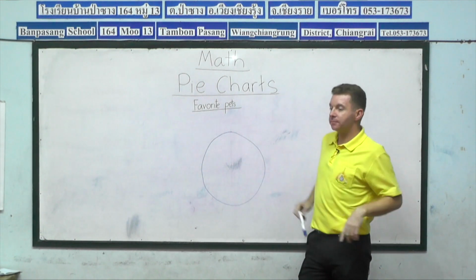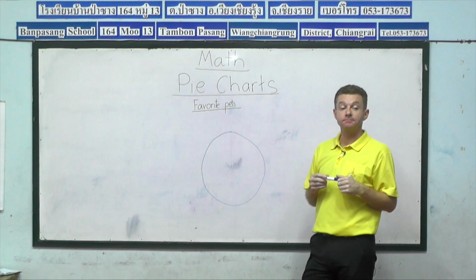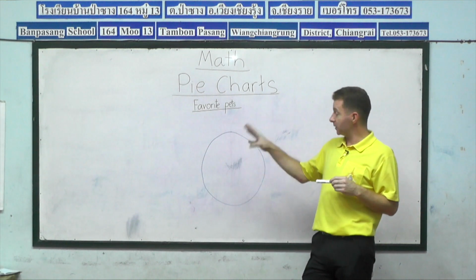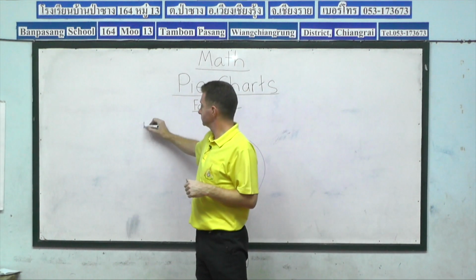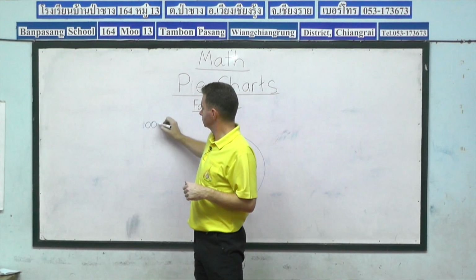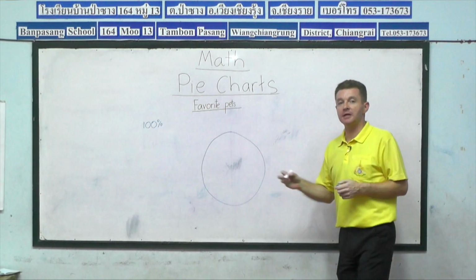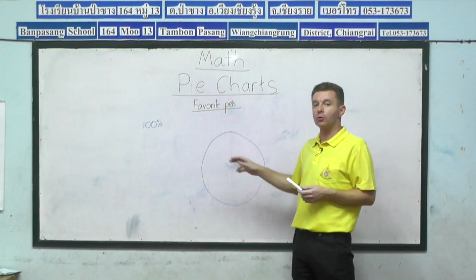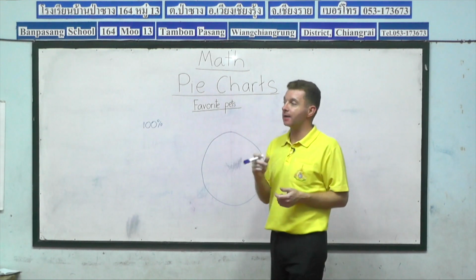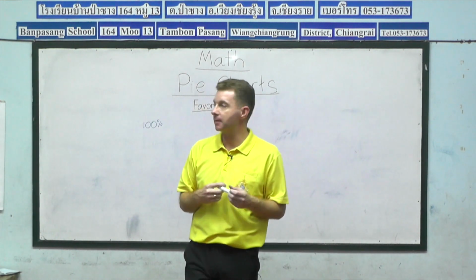So remember, the complete pie, how many percent does it represent? The complete pie is how many percent? 100%. So what we need now is to work out some favourite pets that will amount to 100%. So now it's time for our students to come forward and choose some pets and their amounts.